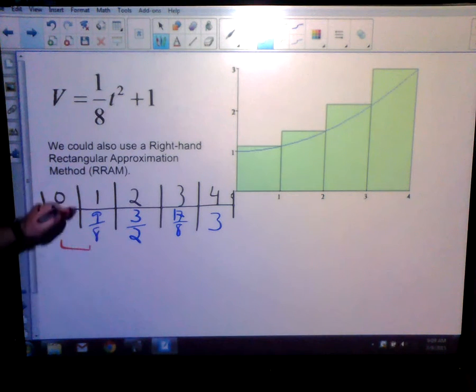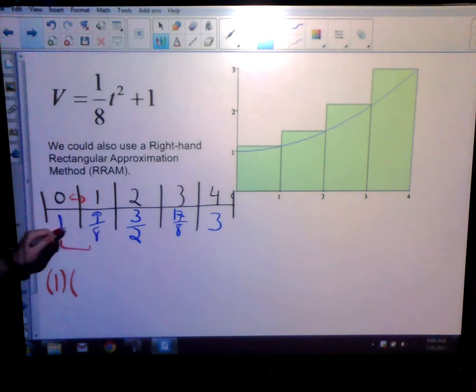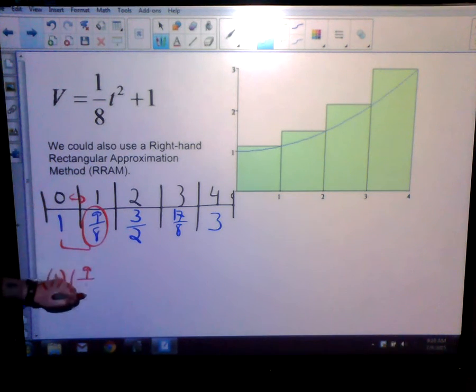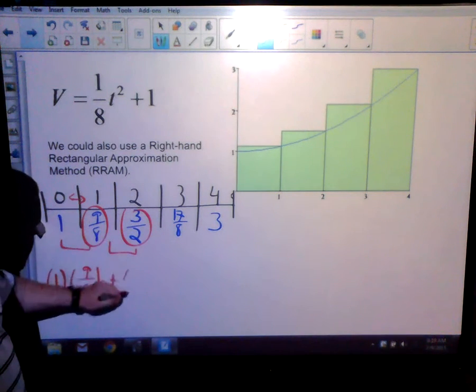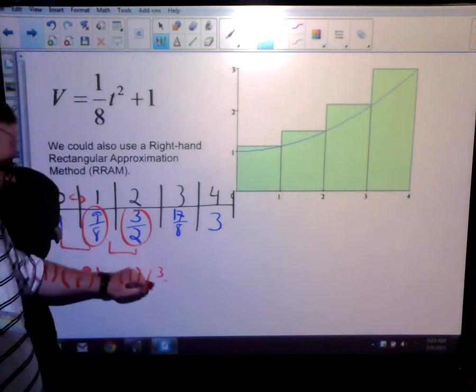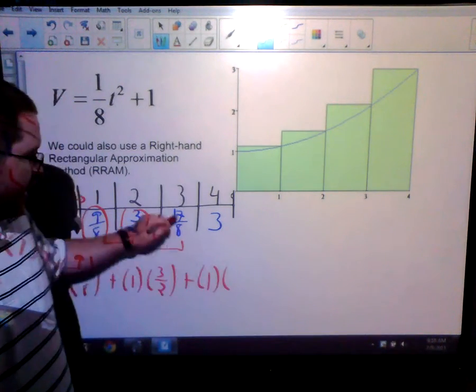For this rectangle, how big is the base? Well, the base is still going to be 1. RAM doesn't change the base. But which of these two heights am I going to use? Well, since I'm doing RRAM, the right side, I'm going to use the right one. And the process is pretty much the same. This is still 1, and the right side is 3/2. This is still a base of 1, and the right side of 17/8.